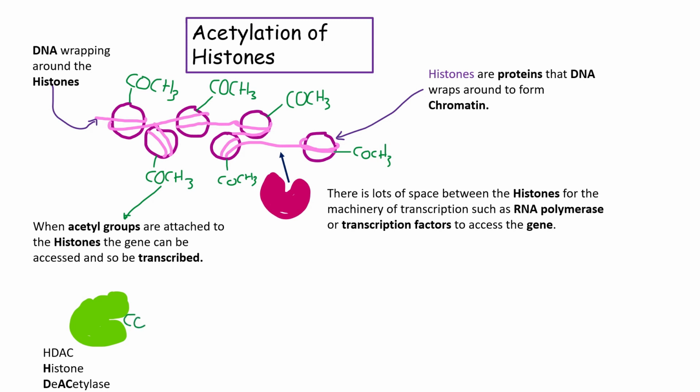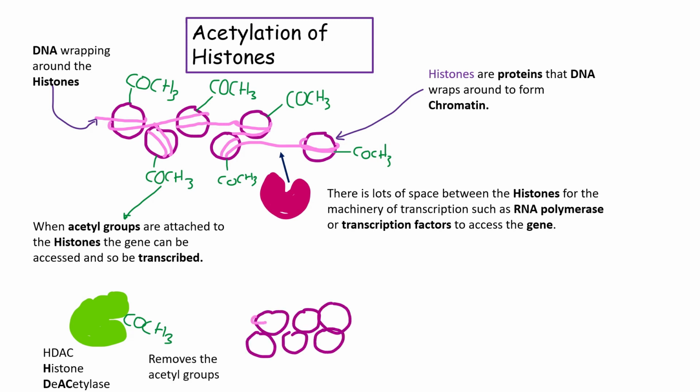Now, here's the enzyme. It's known as HDAC, or histone deacetylase. You can see it's removed an acetyl group here in its kind of mouth or its active site. The more acetyl groups that are removed by HDAC, the more highly condensed the chromatin becomes.